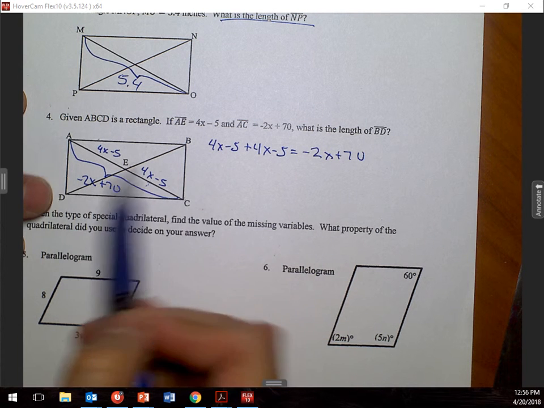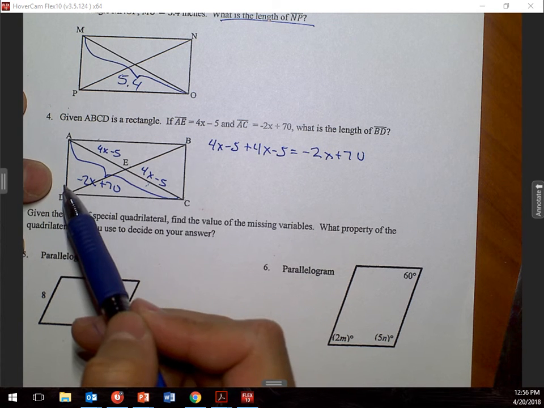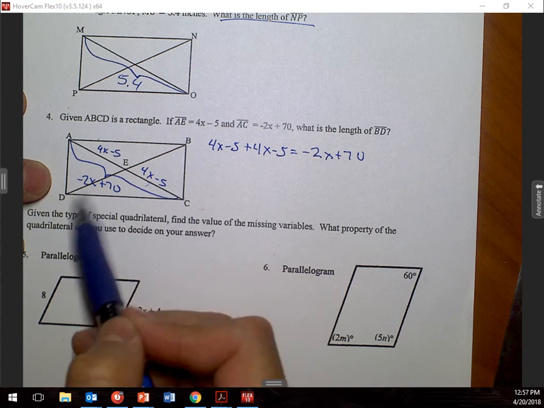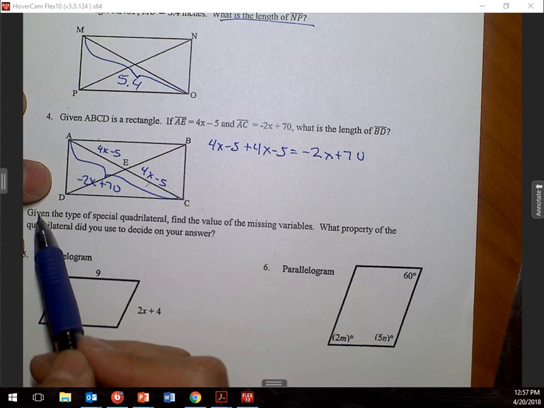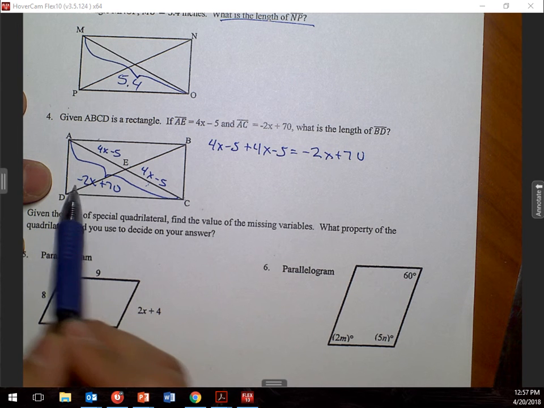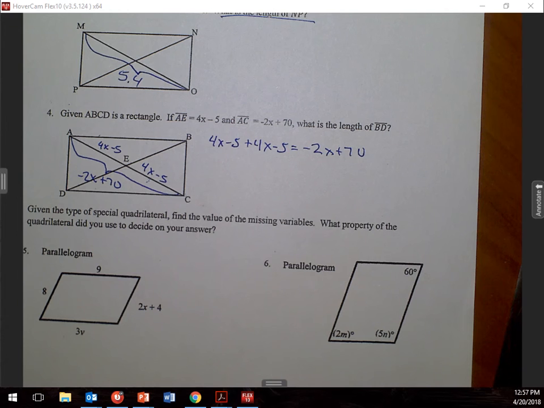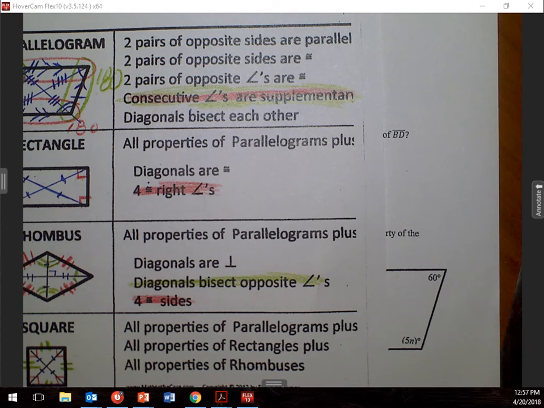So once I find x, it says what is the length of BD? BD is this whole one right here. So where would I plug in x to get this answer? What would I plug in for x? It's going to go right there. So I'm going to let you guys solve for this. All these properties here are going to work out. Use this one right here to actually go through. It helps you set up every problem.